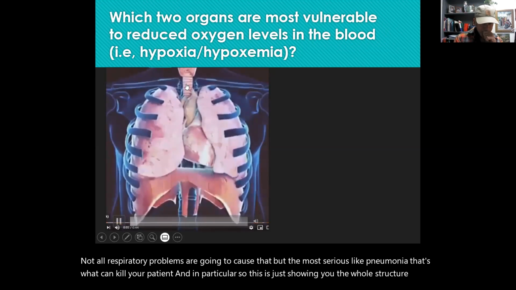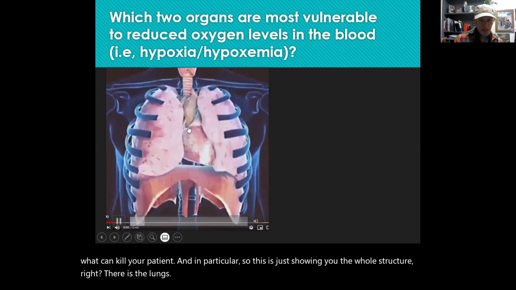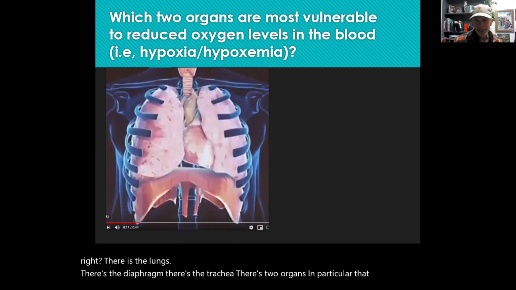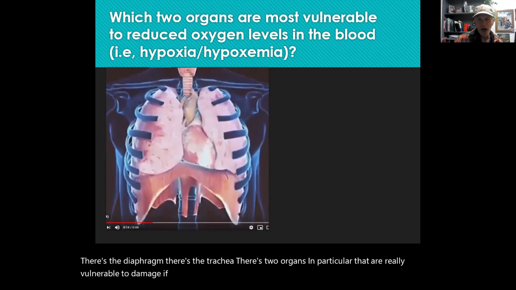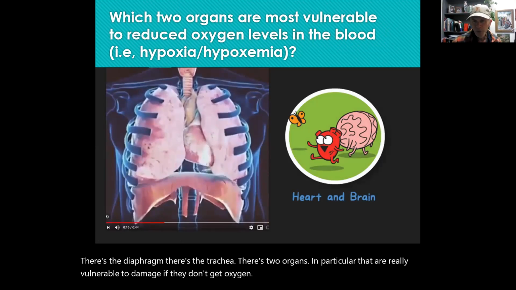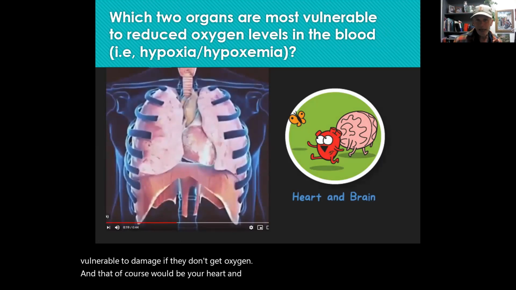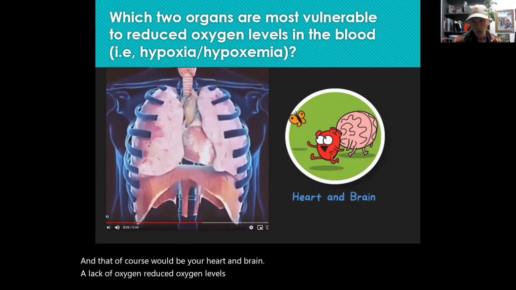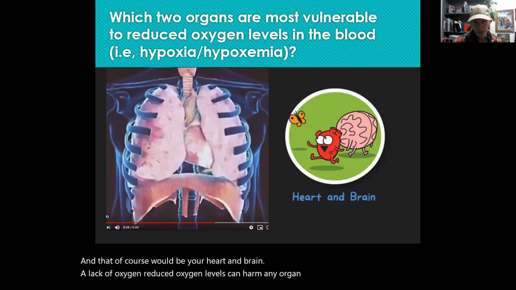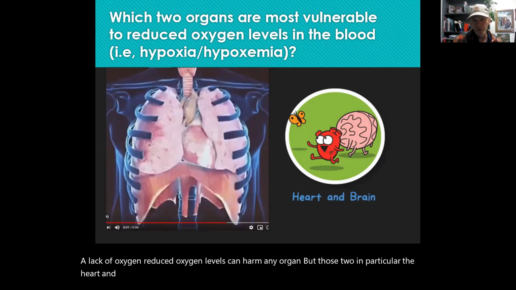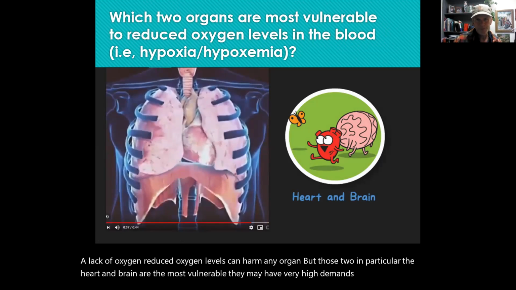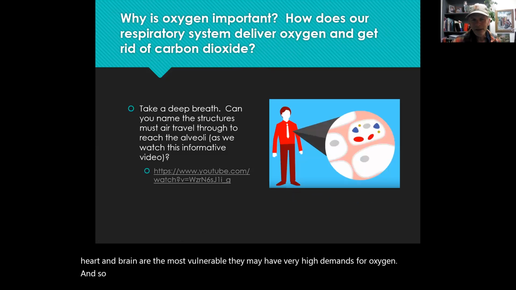And in particular, this is just showing you the whole structure, right? There's the lungs, there's the diaphragm, there's the trachea. There's two organs in particular that are really vulnerable to damage if they don't get oxygen. And that, of course, would be your heart and brain. A lack of oxygen, reduced oxygen levels can harm any organ, but those two in particular, the heart and brain, are the most vulnerable. They have very high demands for oxygen. And so we need to do whatever we can for them to get oxygen.